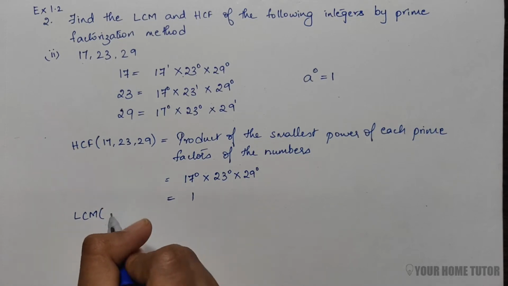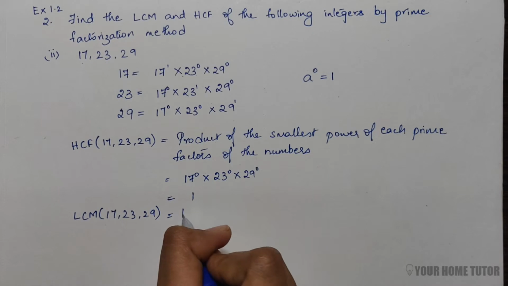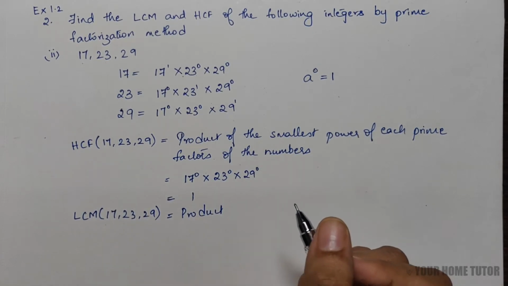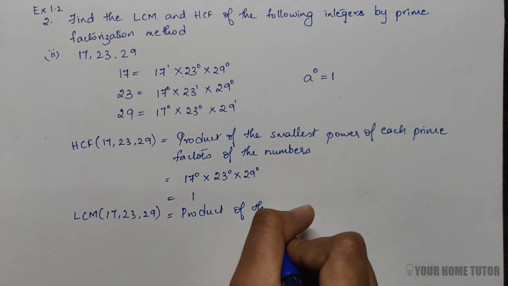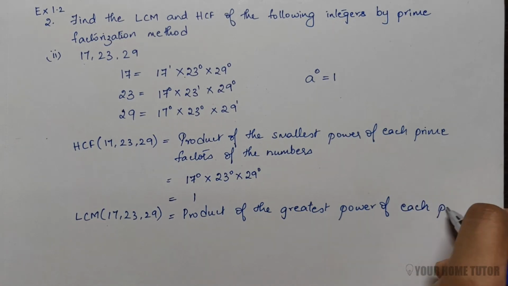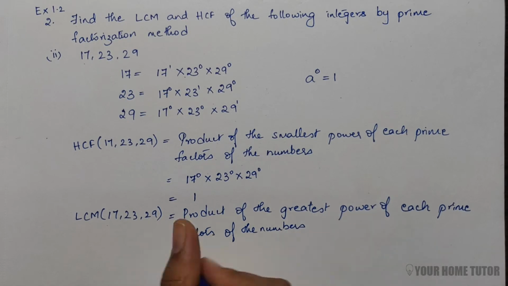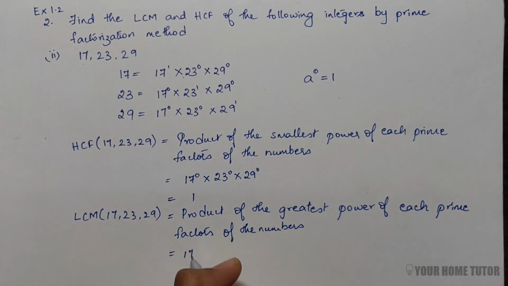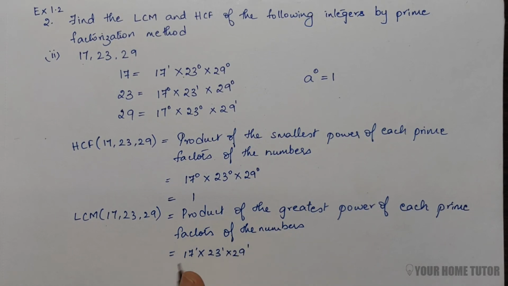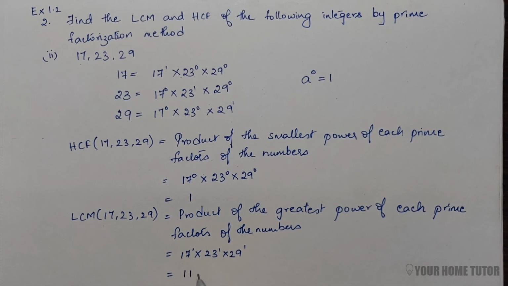Similarly, for LCM, it is the opposite of HCF. So here we multiply by the greatest power of each prime factors of the numbers. That is equal to 17 power 1 into 23 power 1 into 29 power 1. So the product would give us finally 11,339.